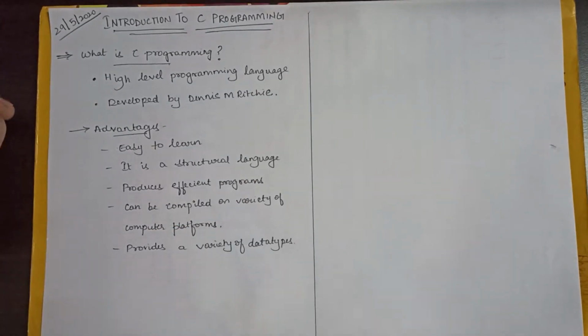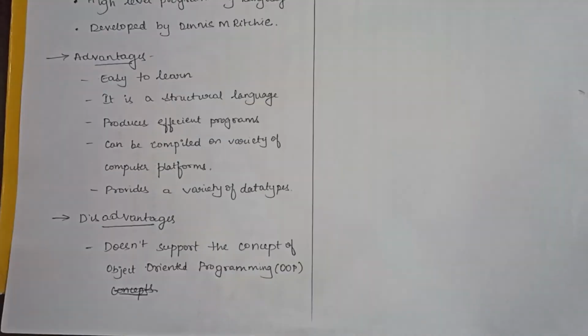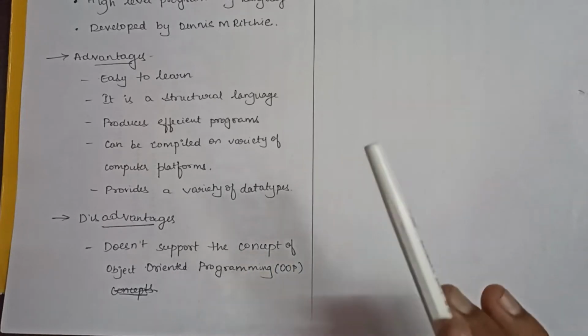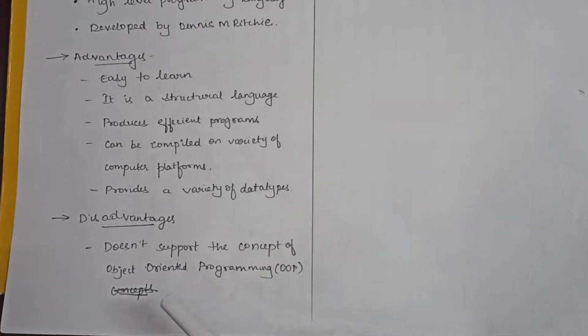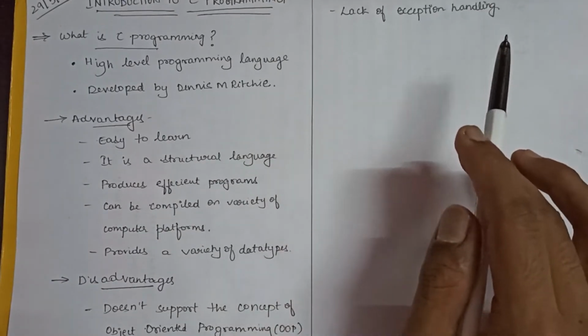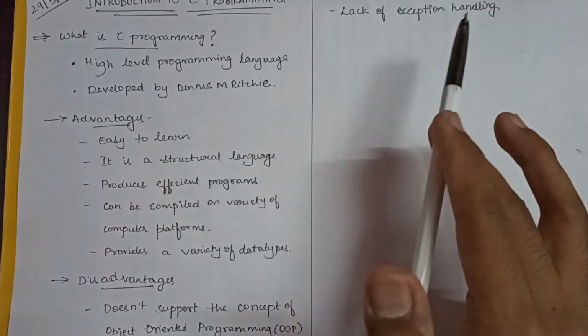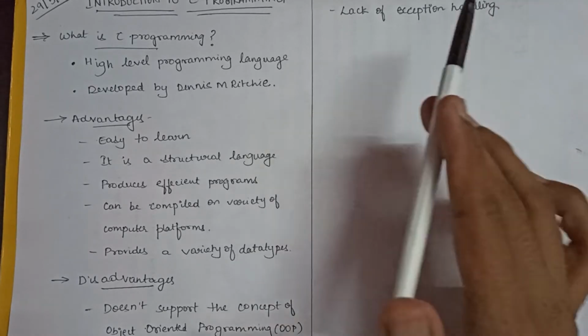Now these were the advantages. Let's look at the disadvantages of C programming. There are very few disadvantages. It doesn't support the concept of object-oriented programming. C is a very vast language, but it doesn't support the concepts of OOP, such as inheritance, polymorphism, encapsulation. These are all the terms which you will find in object-oriented programming languages such as Java or C++. We don't need to look deeply into that. Lack of exception handling is another disadvantage of C programming. What is exception handling? The process of responding to the occurrence of an exception during program execution is known as exception handling. C doesn't provide you this.